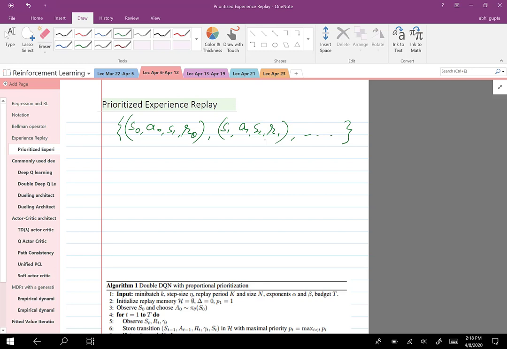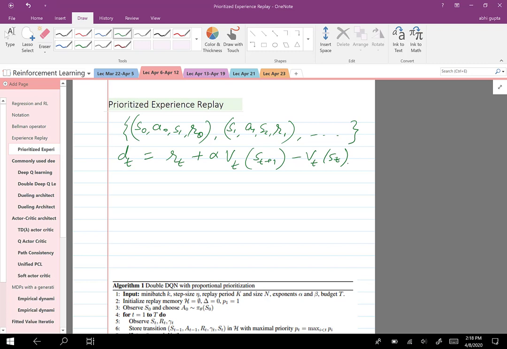A natural way to figure out which samples should be picked with higher probability is to look at the temporal difference, D_T, which is R_T plus alpha V_T(S_T plus 1) minus V_T(S_T), or perhaps the corresponding Q values. So you want the probability P_T to be directly proportional to the absolute value of D_T. If your temporal difference is high at a particular state action pair or at a particular state, then you want to use those samples more often and you want to use other samples less often.